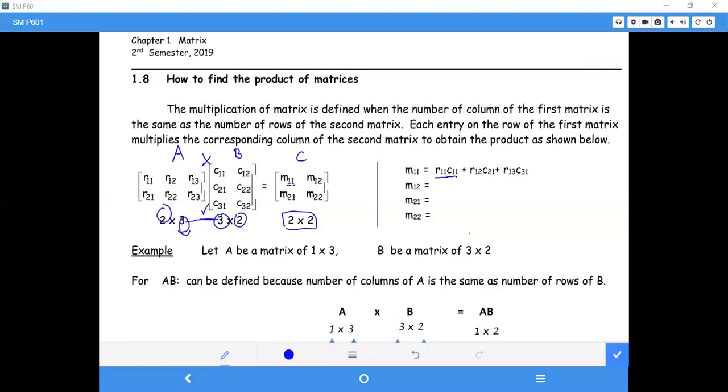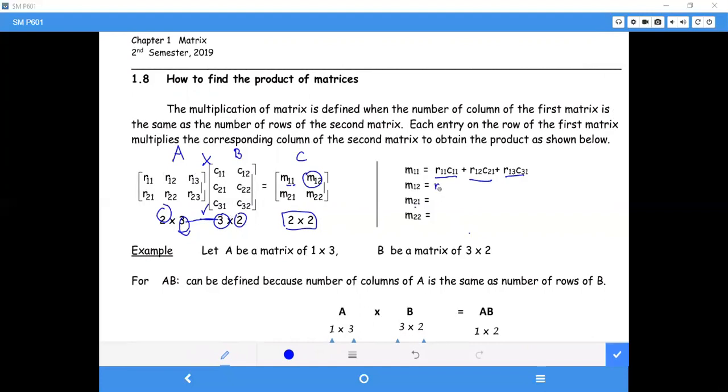Yeah, I multiplied it already there. Okay, so I think that you get an idea. I don't know, kind of a headache. Okay, next we go to M12, right? M12, row 1, column 2. So we just multiply R11 with C12.